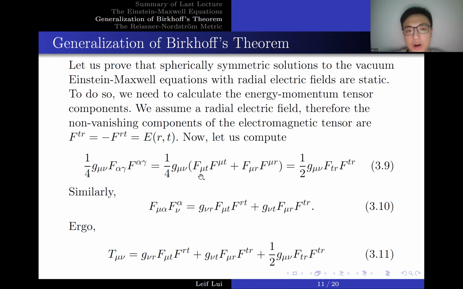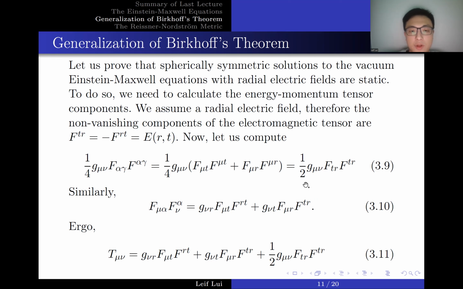So let's sum over the r index. This will be non-zero, but this will be 0 because the r component is 0. And we need to sum over the t index. So t is also 0, and this is non-zero. So we need to add 2 of these components together to get this equation. So we get a half g mu nu is equal to this component.